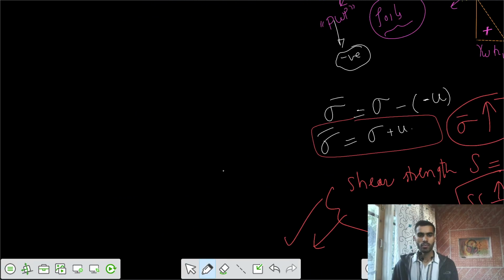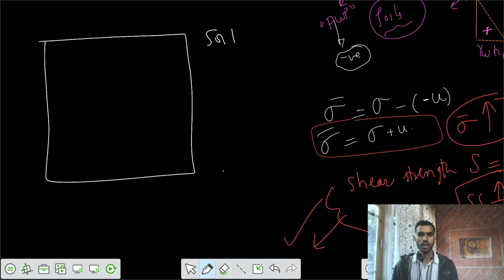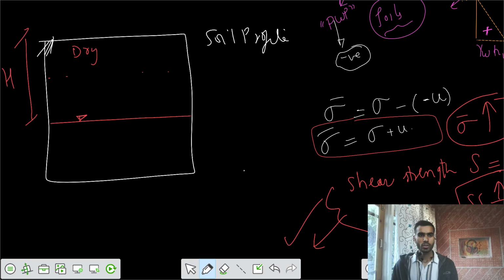If you take a general soil mass, let's say this is your soil profile, and this is ground level. There we have some dry soil up to this level of capital H. It should have been dry, but because of the capillarity effect, we have some part of the soil as saturated. That means this part is saturated, and this is your HC. Then the soil below the water table, let's say this is your H2.